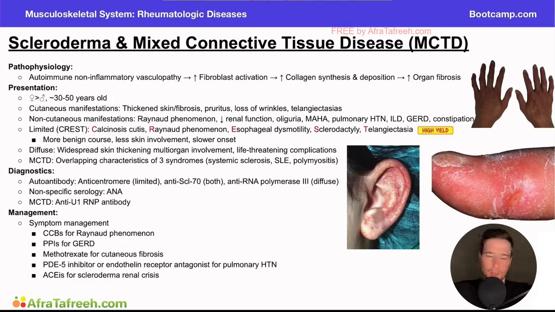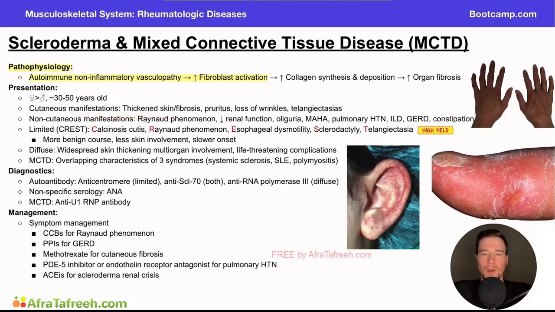So if we first look at the pathophysiology here, overall, it's a fairly poorly understood condition. But we know it's an autoimmune, non-inflammatory vasculopathy that leads to fibroblast activation. And remember, fibroblasts are types of cells that are used in establishing or creating connective tissue throughout the body. So if we have more of them, it makes sense that we're developing too much connective tissue.